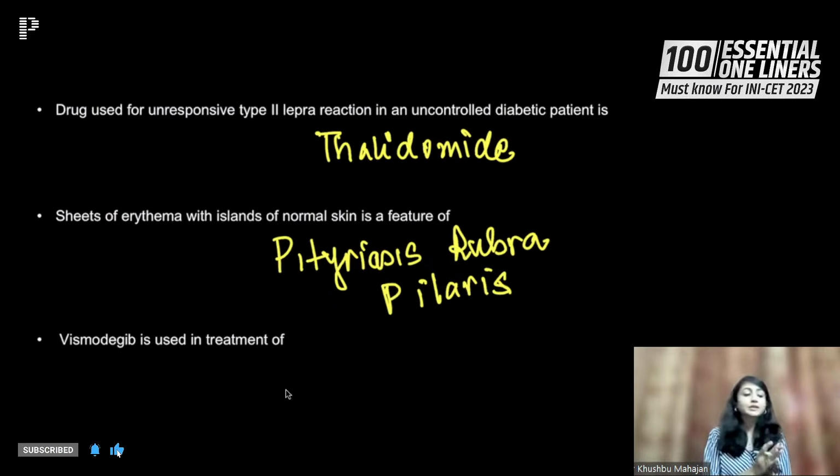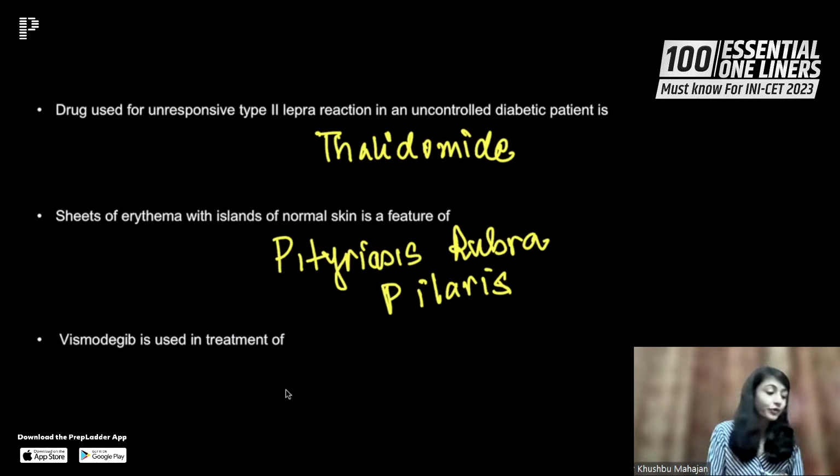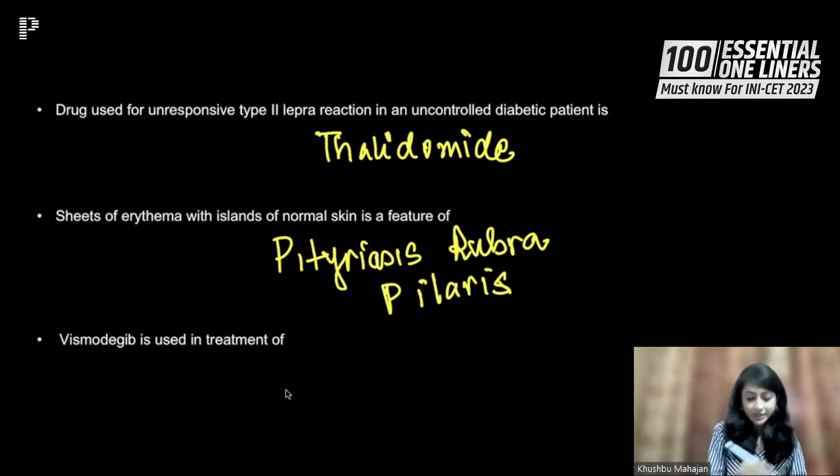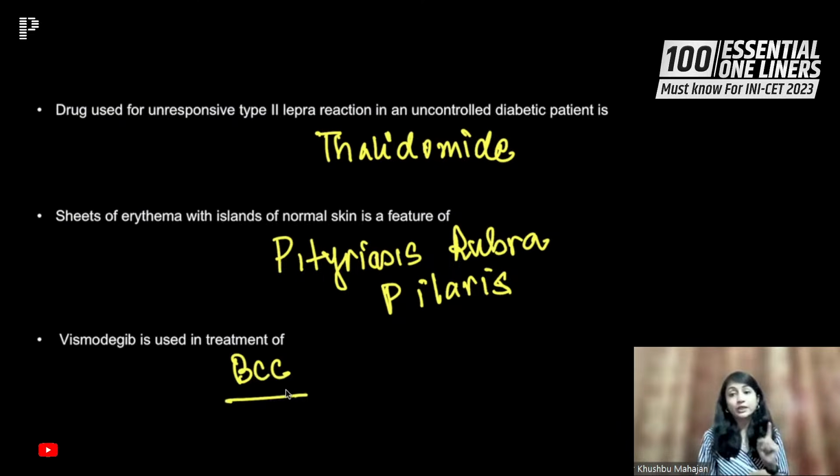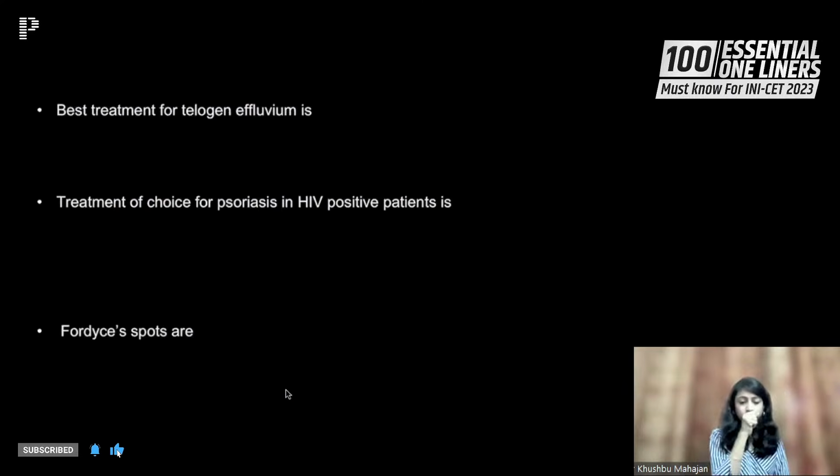Okay. Next, Vismodegib is used in the treatment of. Where do you use Vismodegib? It is not malignant melanoma. Yes, it is basal cell carcinoma. It is a hedgehog pathway inhibitor that we use in patients of BCC who cannot go for surgical removal.